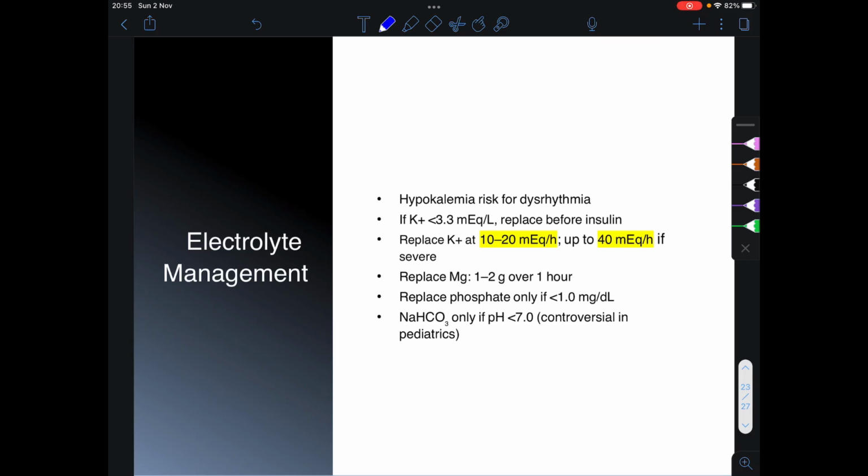Now, hypokalemia, there's always a risk of hypokalemia, and usually before starting insulin, you have to measure the levels of potassium. We've already said this. So if the levels are less than 3.3, you have to give, with the fluids, potassium chloride. And usually the potassium chloride comes in ampules of 20 milliequivalents. Now, you can give between 10 to 20 milliequivalents. If it's more than 20 milliequivalents per hour of KCl, you always have to have a central line. You can reach up to 40 milliequivalents.